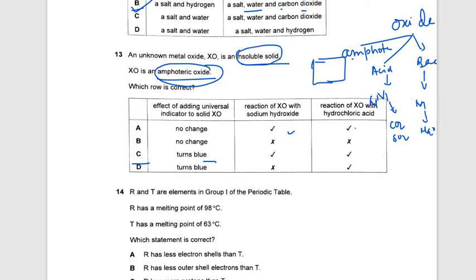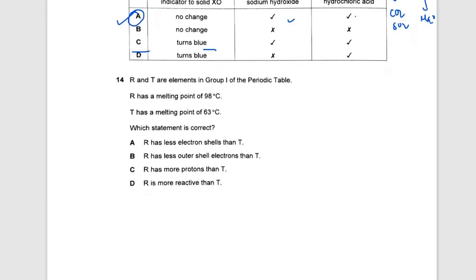Since it is not going to dissolve in water, how are you going to see any change in the water? So I think it is no change. So option number A is the only correct option you have. Okay, next question number 14.